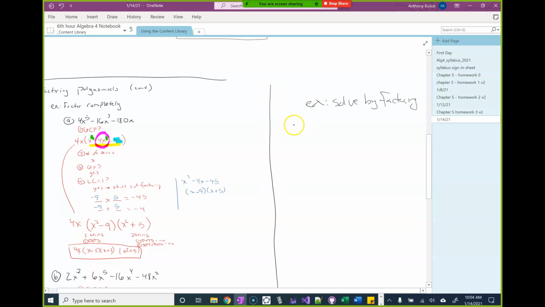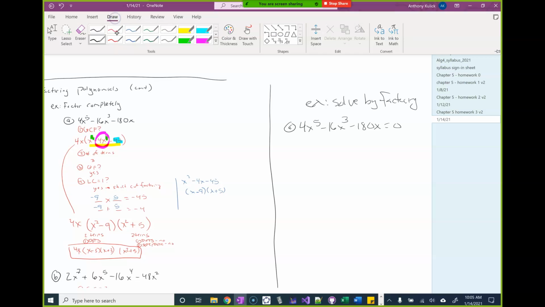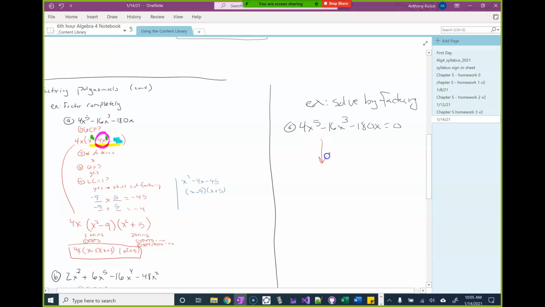So notice this is the exact same polynomial as the example A for factoring. Everybody's okay with that? So the first thing we do is factor. So I'm going to steal this work to just write this in the factored form. Okay, there.